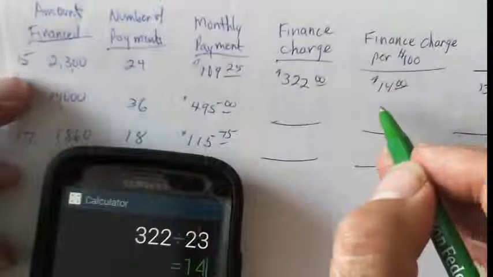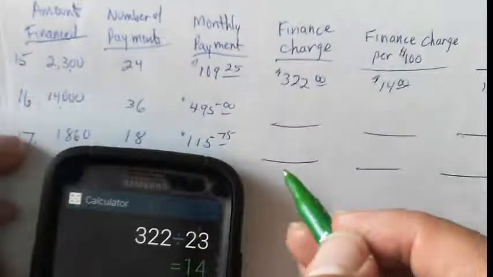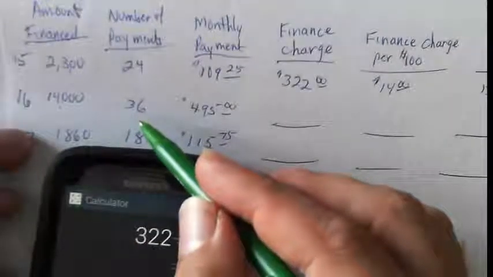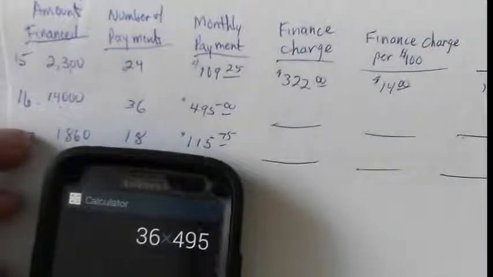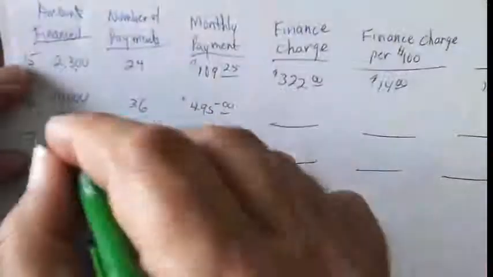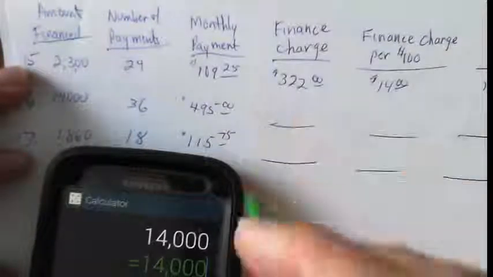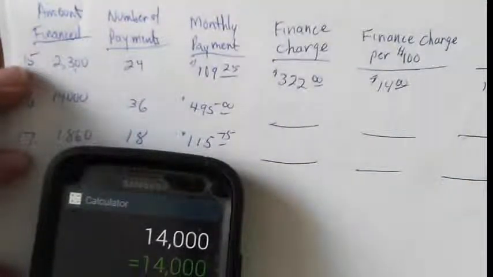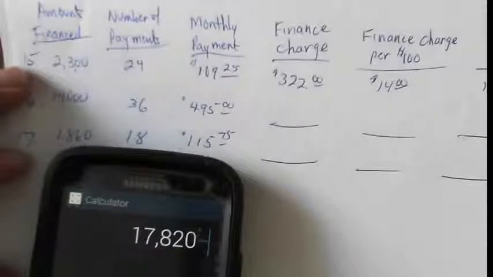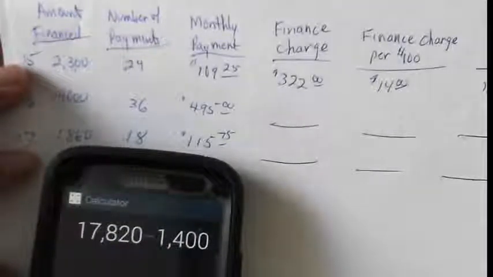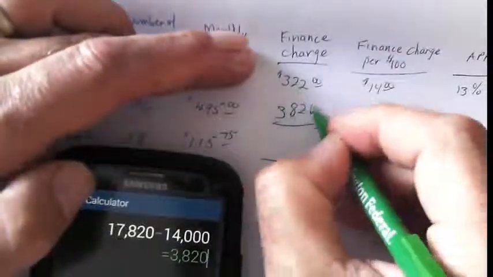Okay? Then we're going to use the book, but I want to do a couple more of these getting ready to look them up because I want to do those all at once. So let's do 16 here. So number of payments, 36, times the monthly payment, $495. Okay, subtract. Okay, we had a finance charge of $3,820.